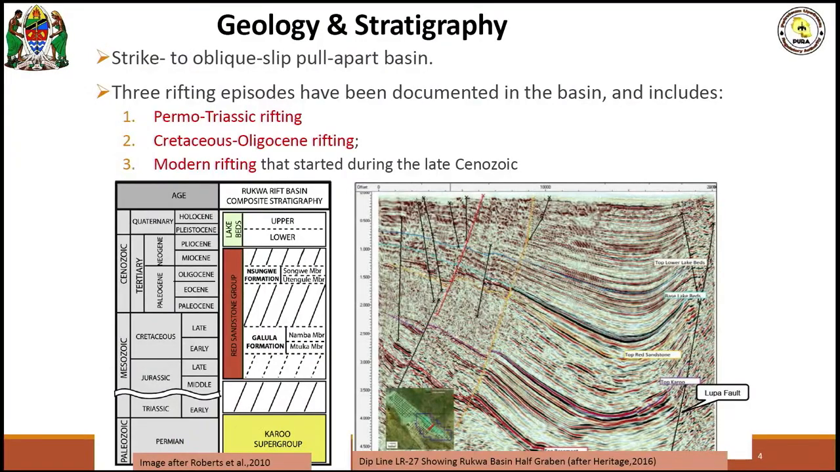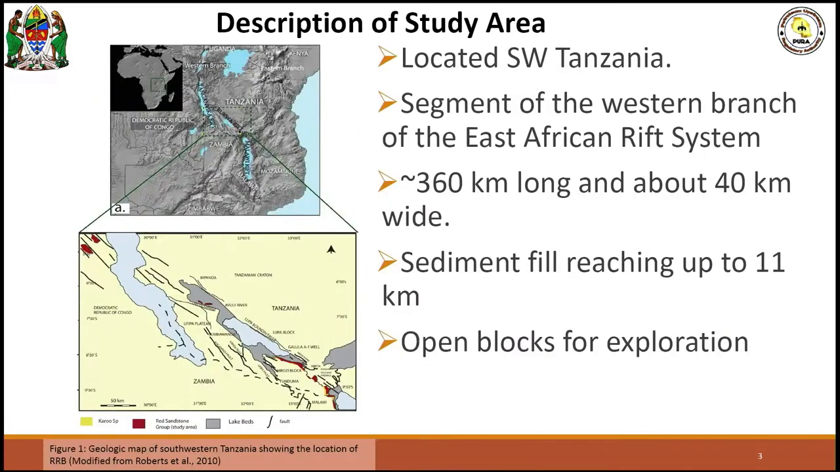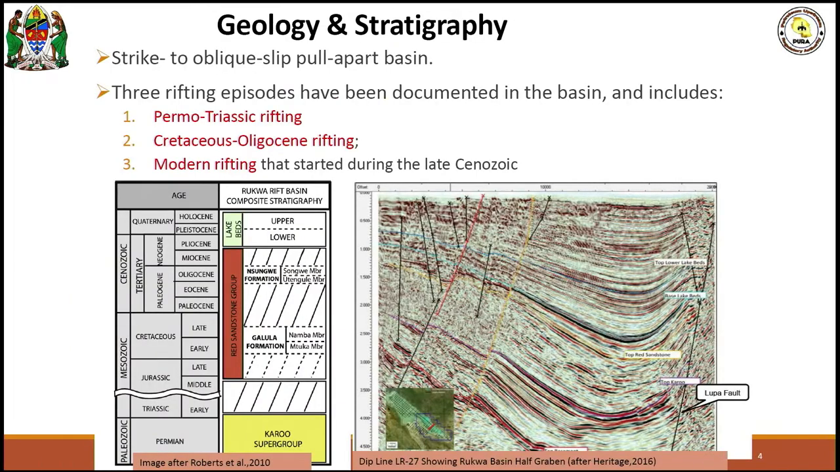So to start with the geology and the stratigraphy. The Rukwa Rift Basin evolved as a strike to oblique slip pull-apart basin, and this is revealed by the numerous faults which are trending northwest. If you recall the previous map which I projected, it shows several faults oriented in the north to northwest direction. These are strike slip faults. So this is the orientation of the faults in the Rukwa Rift Basin.